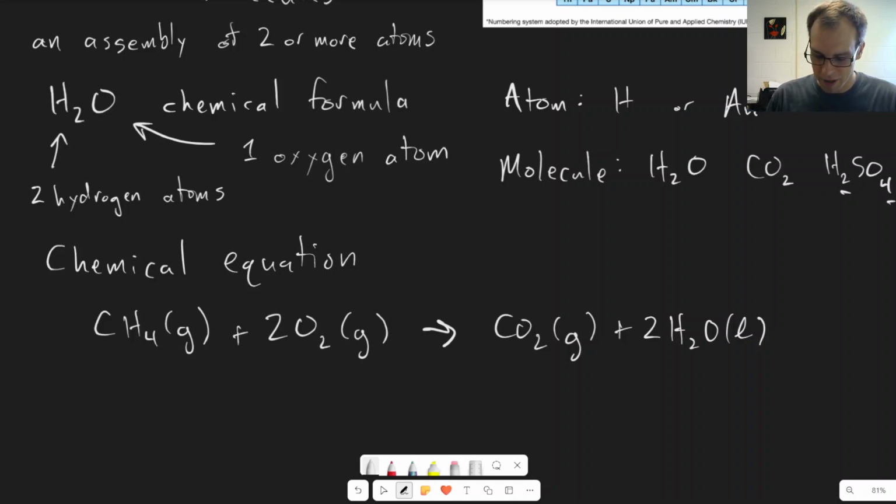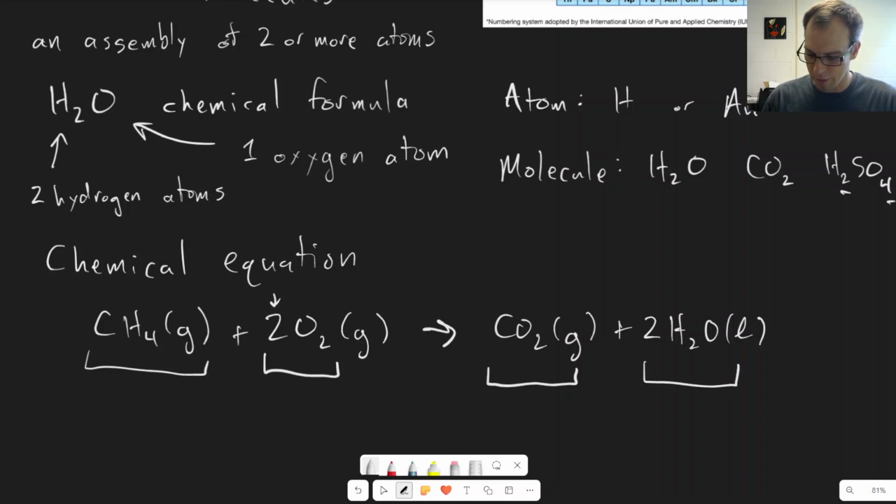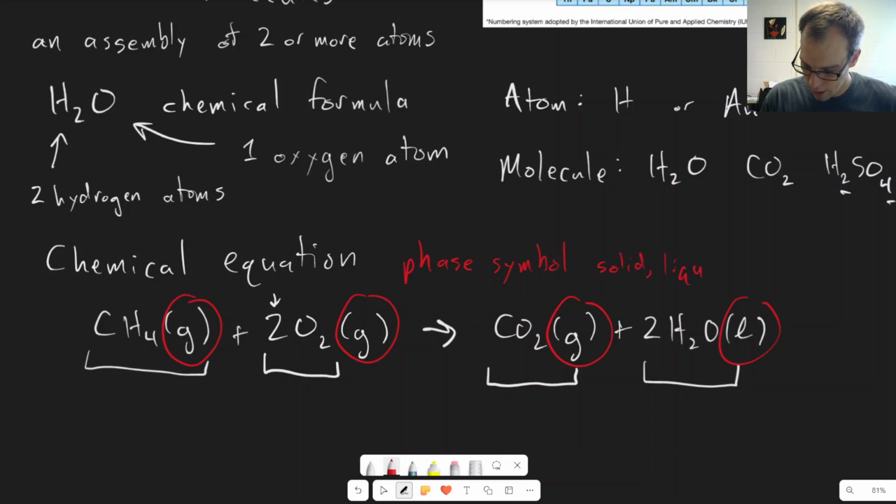What's represented here tells us we have one molecule of methane, this is CH4, and two molecules of oxygen, O2, that's why we have the 2 here, forming one molecule of carbon dioxide and two molecules of H2O. The other thing you'll notice on the side is that next to each of these we say what phase they're in. This is what we call a phase symbol, and it tells us whether it's a solid, liquid, or gas.